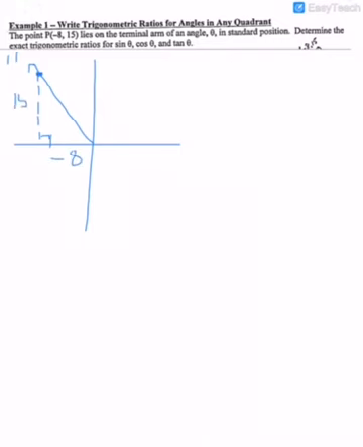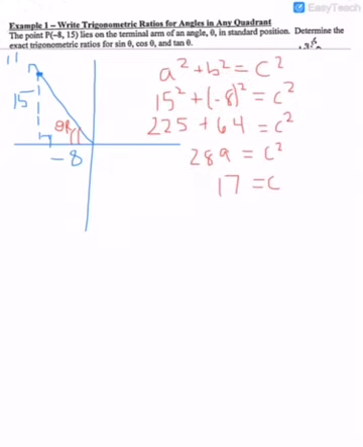The angle that we're looking at is the reference angle, so the angle would be right in here. Again, that's my reference angle. Now we also need to find the hypotenuse. So we're going to use a squared plus b squared equals c squared to do that. So just read through how I went through a squared plus b squared equals c squared, but I ended up with 17. So 17 is the hypotenuse.